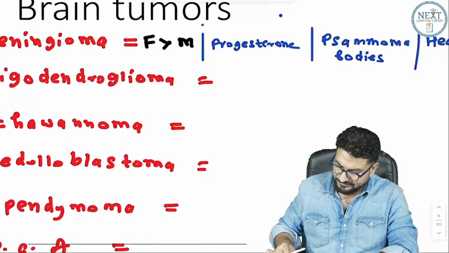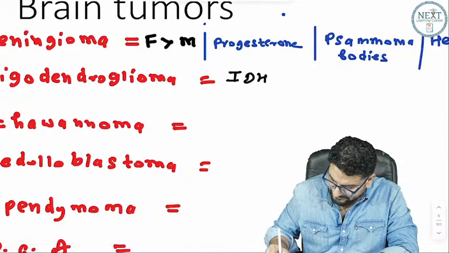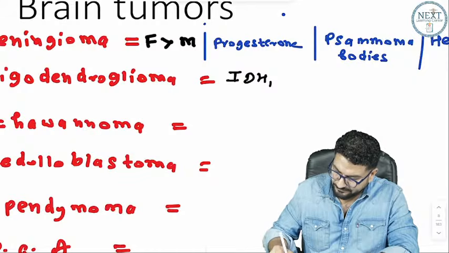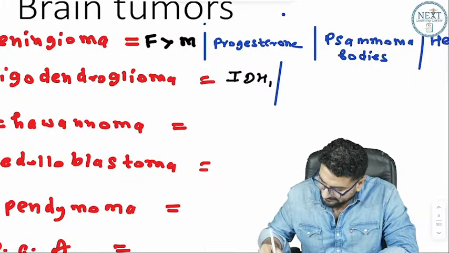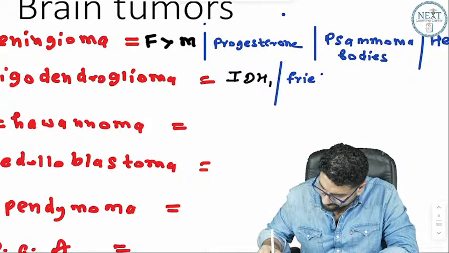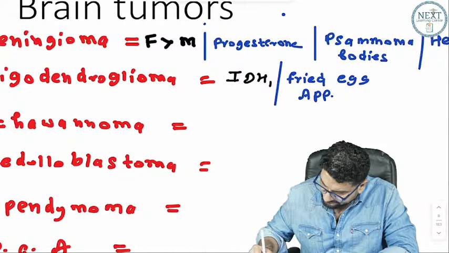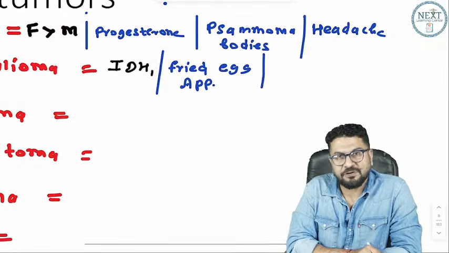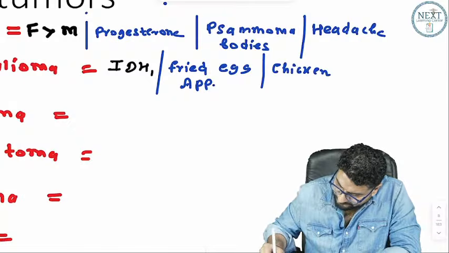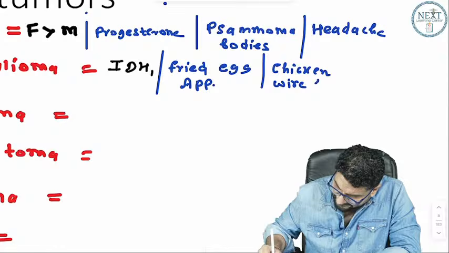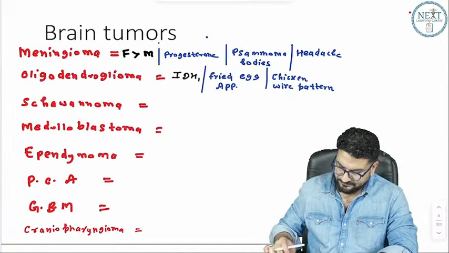Oligodendroglioma, understand? For this, what they ask you is that it occurs due to a gene mutation. That gene is IDH1 gene mutation. And this oligodendroglioma, we also call the non-veg tumor. Why non-veg tumor? Because here you will find a fried egg appearance. Then you can notice one more finding that's called chicken wire pattern.